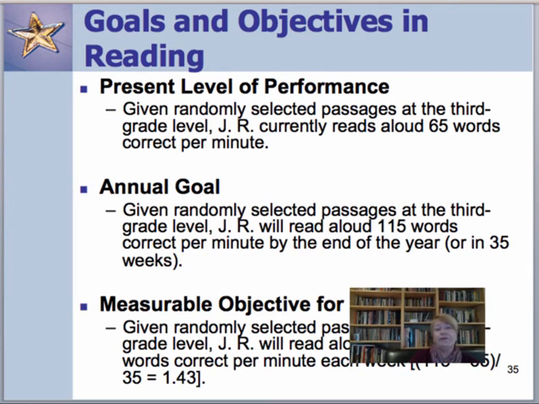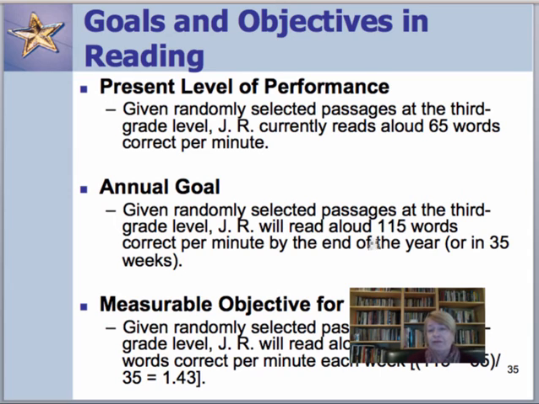Here we have present levels of performance. And remember JR, given randomly selected passages at the 3rd grade level, JR currently reads aloud 65 words correct per minute. So here's our annual goal. Given randomly selected passages at the 3rd grade level, JR will read aloud 115 words correct per minute by the end of the year, or in 35 weeks, to be more accurate. So our measurable objective for progress, our benchmark: given randomly selected passages at the 3rd grade level, JR will read aloud 1.4 additional words correct per minute each week.